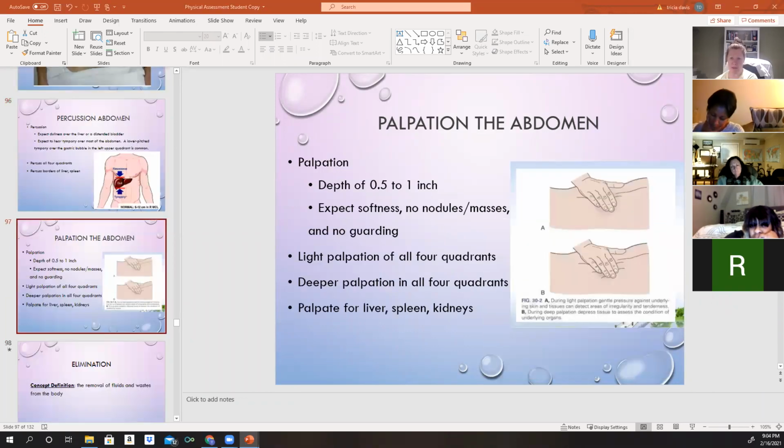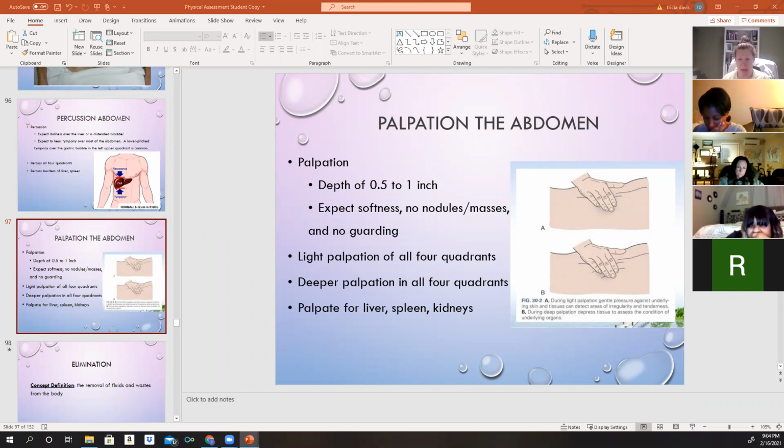So palpating the abdomen. When you're palpating, you only want to go about a half of an inch to an inch. You don't want to press really, really far in. You should expect to feel softness. It should be kind of mushy. There should not be any nodules or masses, and the patient would not be guarding. And by guarding, we mean they're holding their stomach, they might be rocking back and forth, they might wince when you touch it.